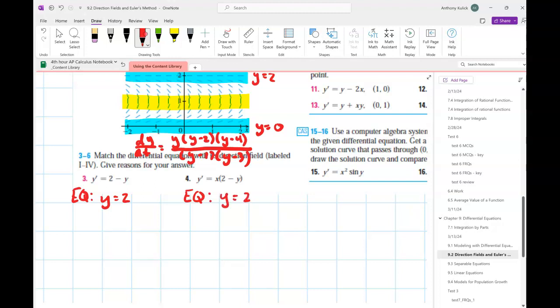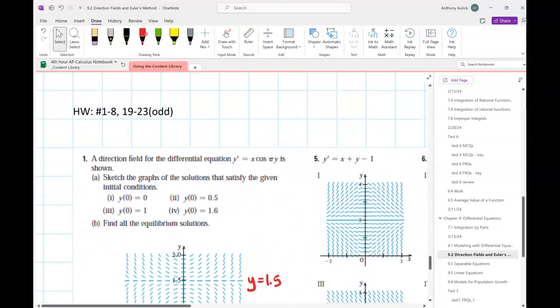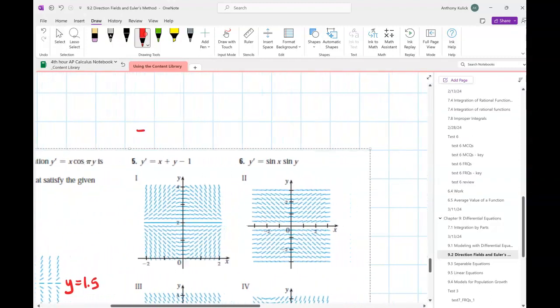How about this next one? Y equals 2 and x equals 0. Everybody's okay? All right. And then let's look at 5 here. What are the equilibrium values for this?